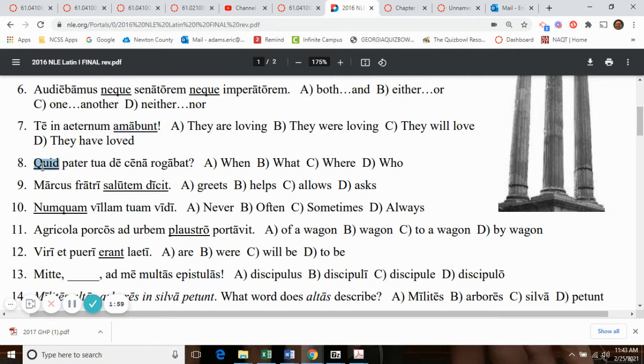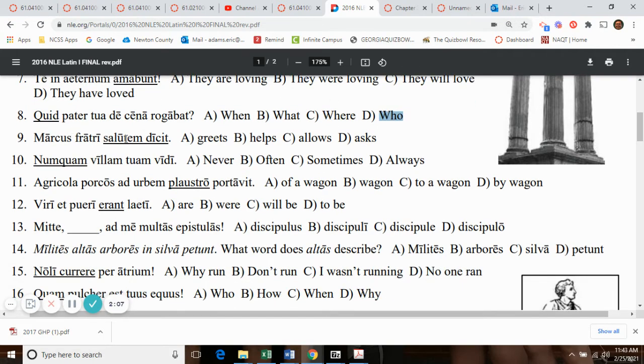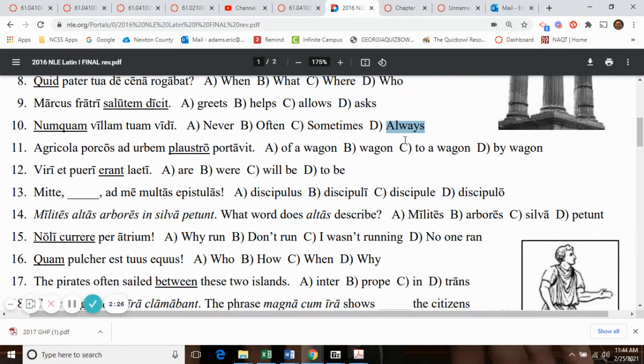Number 8, quid means what? And so your answer here is B as in boy. When, remember, is quando. Where is ubi. And who is quis. Salutem dicit, dico, dicere, dixi, dictus, to speak, and so speaks greetings. Marcus speaks greetings, and thus, obviously, the answer here is he greets. Numquam is just a word that means never, and there it is, your answer A. Often, remember, is saepe, sometimes is, I don't think we've had yet, and always is semper.